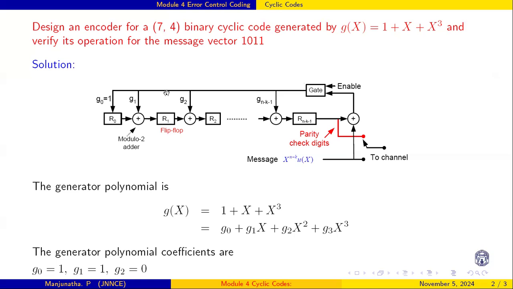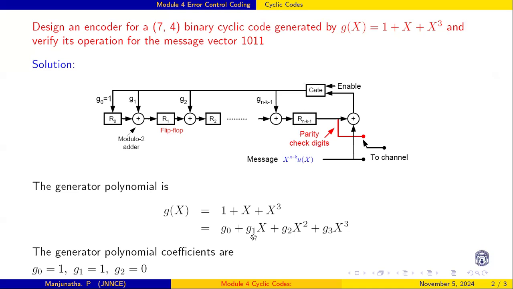For example, in this given case, the generator polynomial is 1 plus x cube. In terms of the generator polynomial, g0 plus g1x plus g2x square plus g3x cube. There is a 1 plus x cube, and the coefficient g0 is 1. The x coefficient g1 is 1. Coming to x square, that is g2, it is 0, no connection. And the last is x cube.